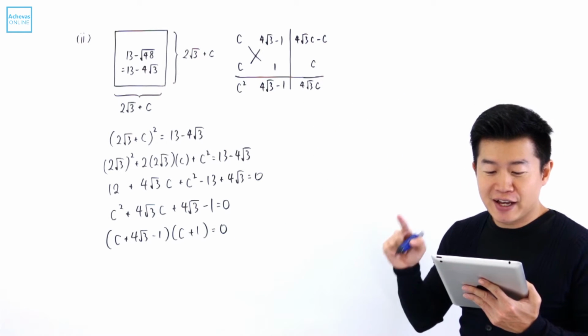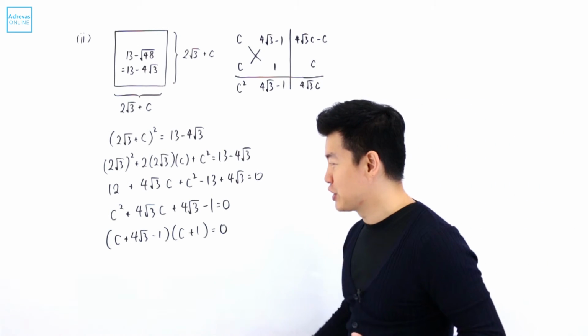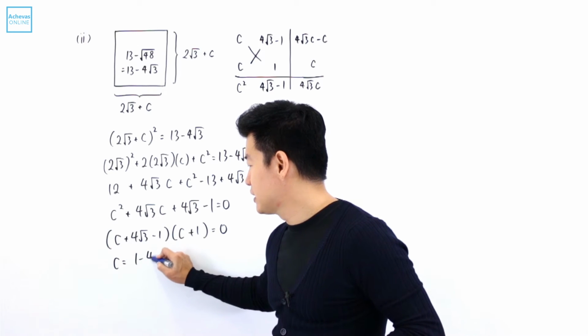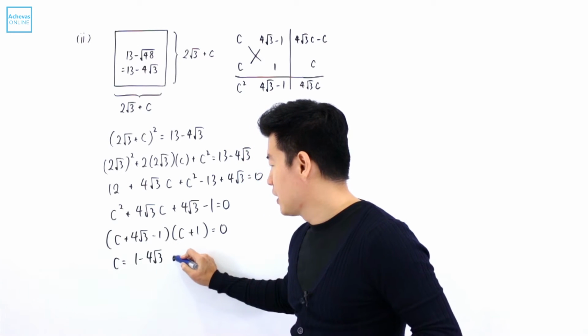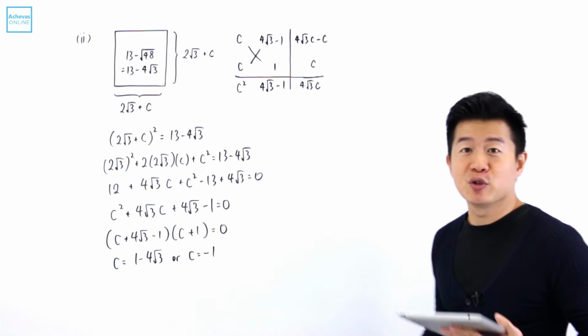which means that I'm going to have two solutions, but the question says find the value of the constant c. So probably one of them is going to be rejected. One of them is c equals 1 minus 4 square root of 3, and the other one is c equals minus 1. Which of them is going to be rejected?